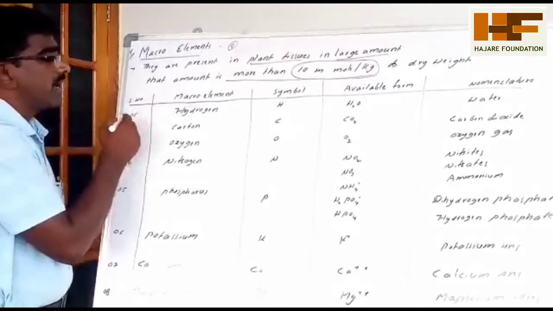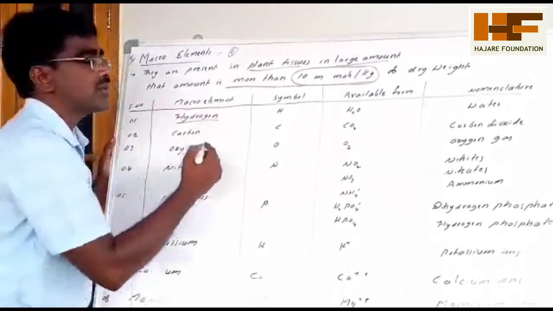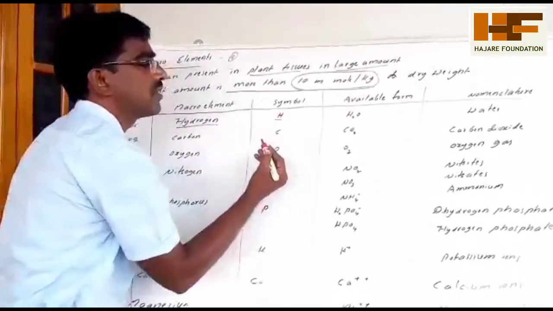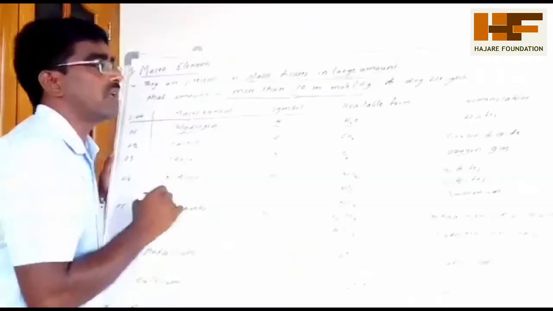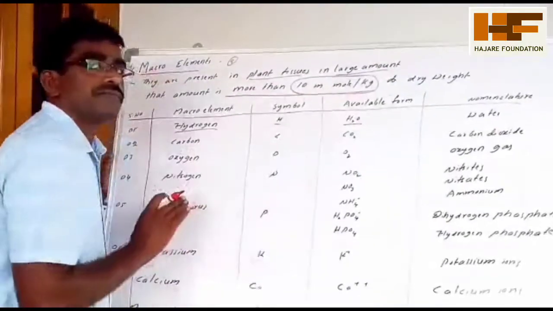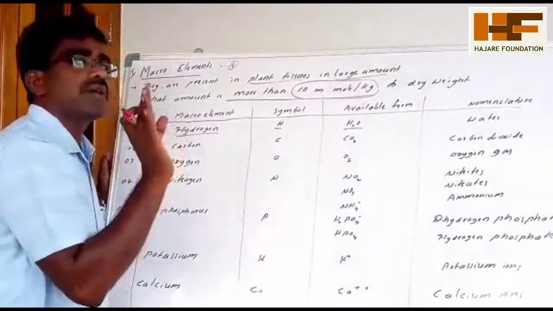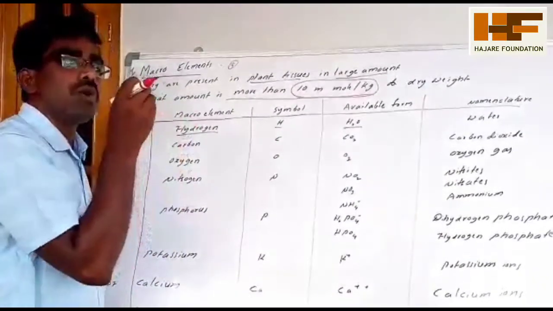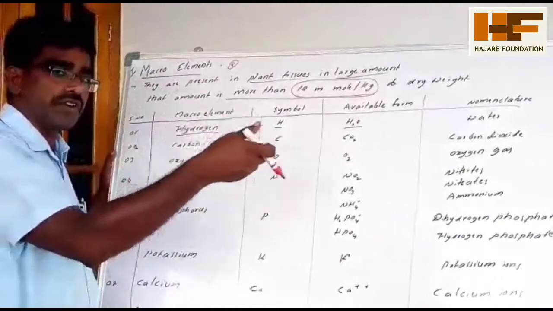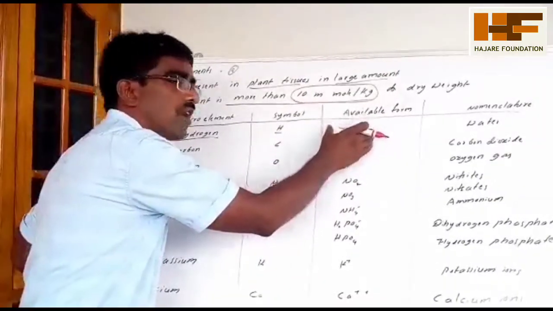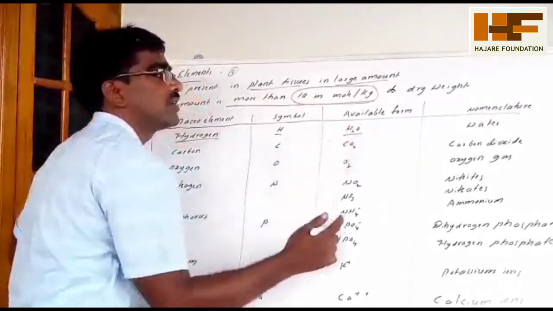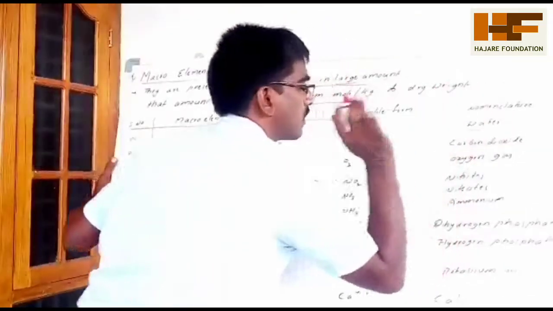The first one is hydrogen. The hydrogen symbol is H, but the available form is water. Hydrogen is not available in the form of gas. Whatever amount of hydrogen is required for a plant body, the total amount is taken only in the water form, that is H2O, whose nomenclature is water.